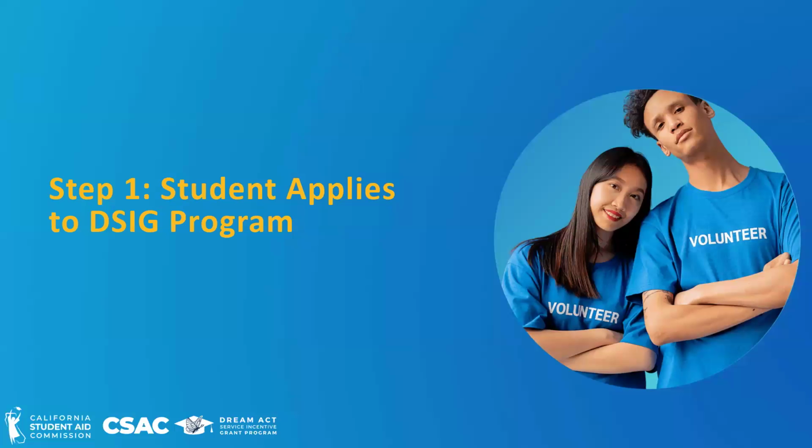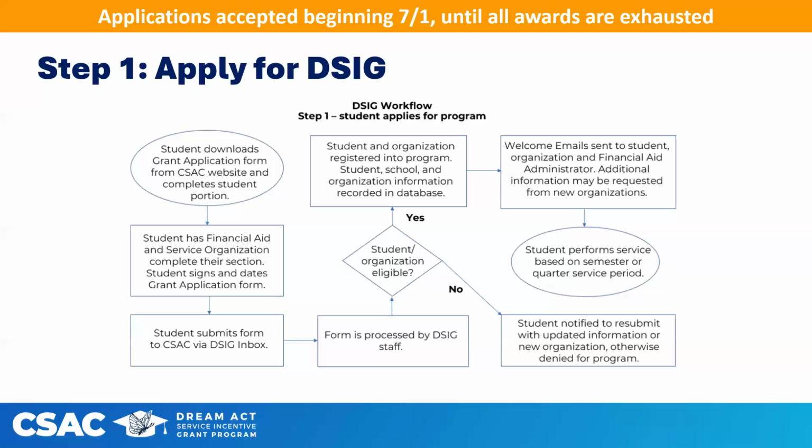All right, moving on, I'm going to be talking to you about the application process for DSIG. For step 1, the student applies to the DSIG program. This is a quick flow chart of the student application process. To start off, the student is going to download the application via the CSAC website. Then they're going to need to have their financial aid office and service organization complete their respective sections before signing and submitting the application to CSAC.